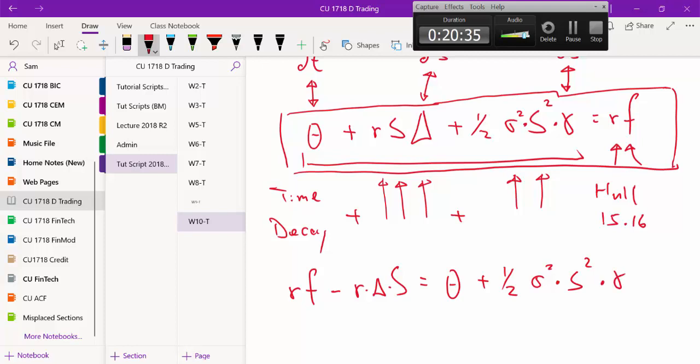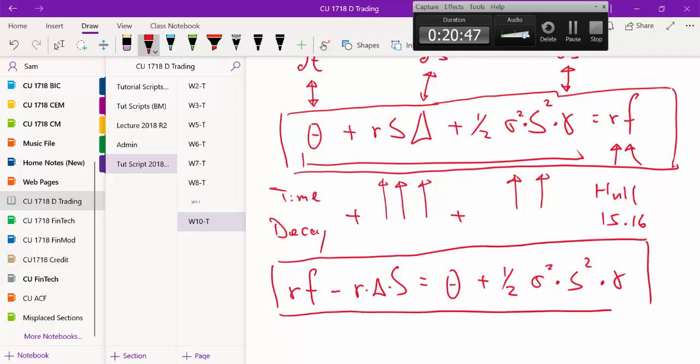Is everyone okay with that? I haven't done anything. What I did was I took RS delta to the other side and I tidied it up and I switched the sequence. So these two formulas are the same, but I have rearranged it. Can you see that? Yeah.